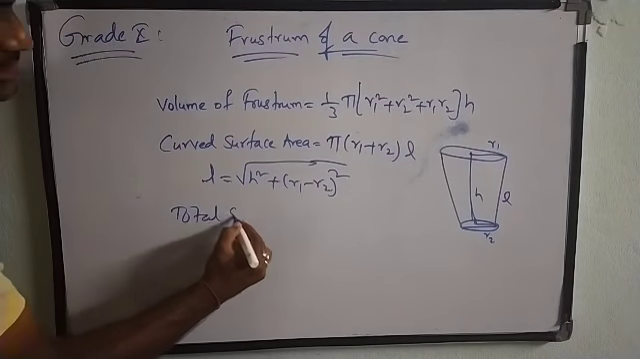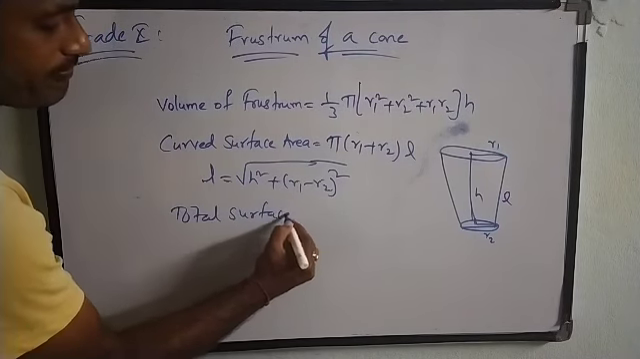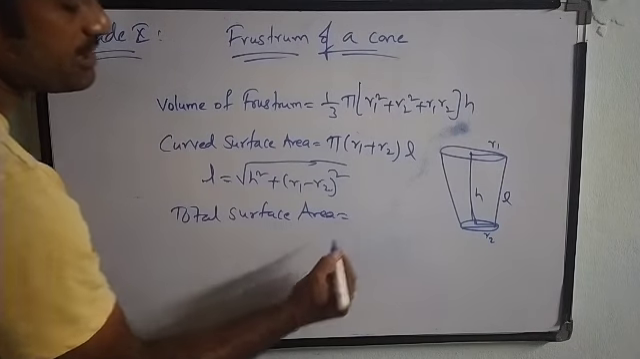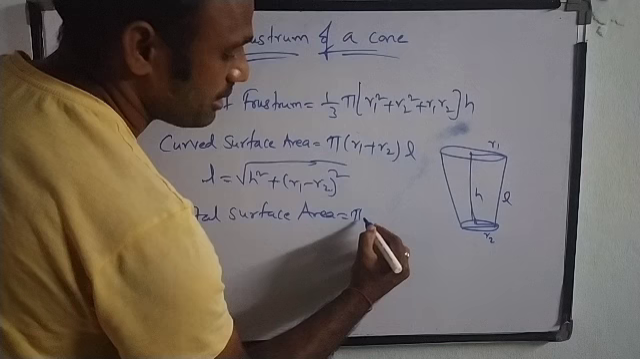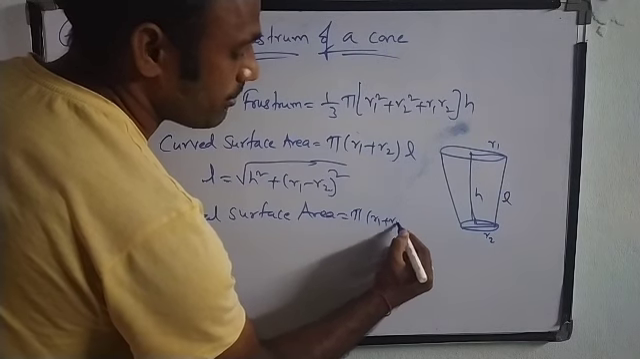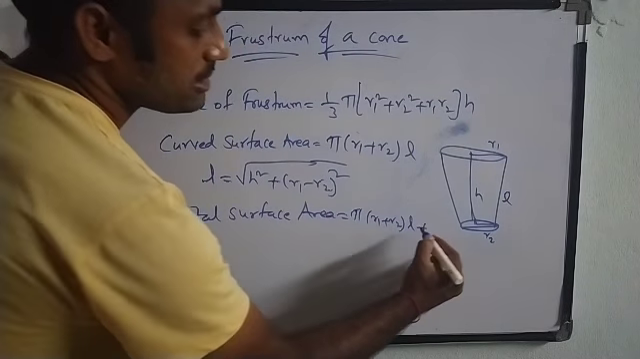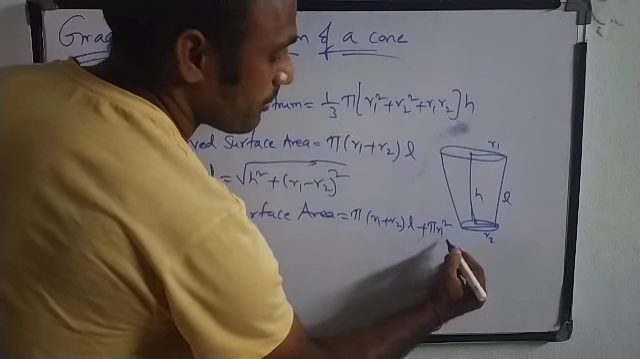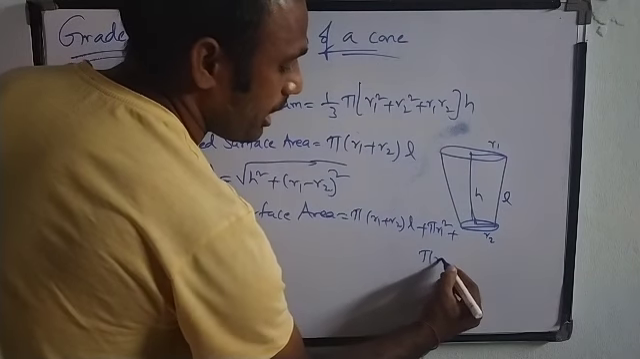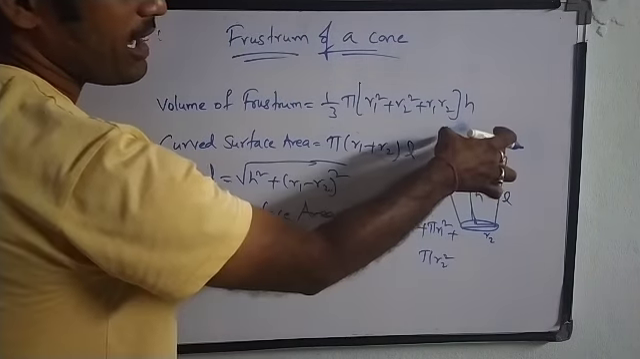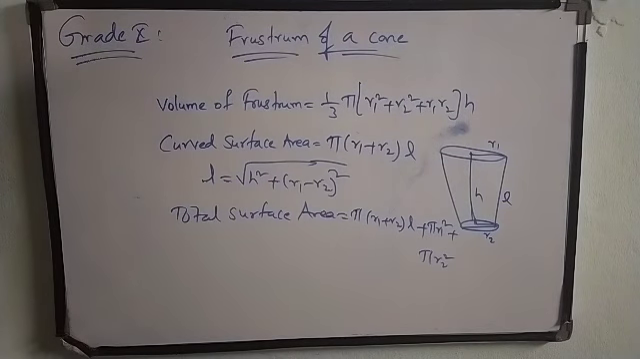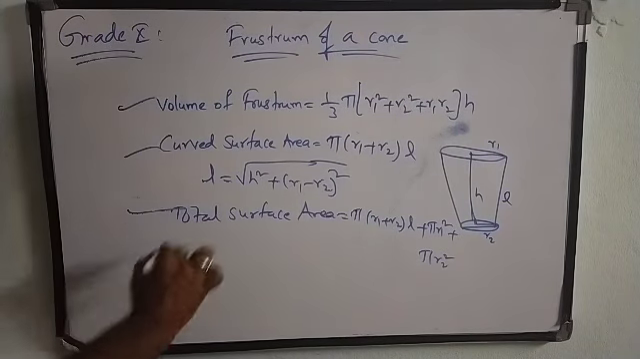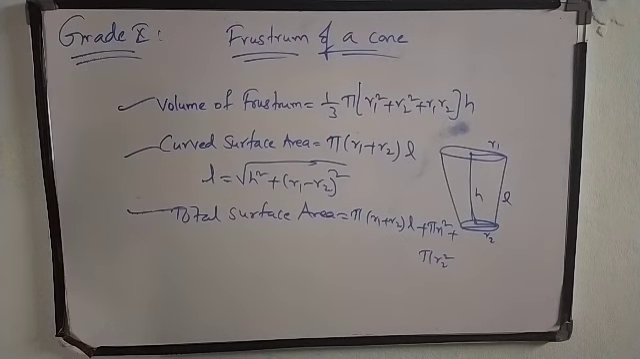Next, total surface area is equal to, while writing total surface area, we have to write first the curved surface area, pi into r1 plus r2 into L, plus pi r1 square plus pi r2 square. It means that we are adding the upside area of the circle and the downside area of the circle, so that it becomes the total surface area. So these are the formulas for the frustum of a cone.